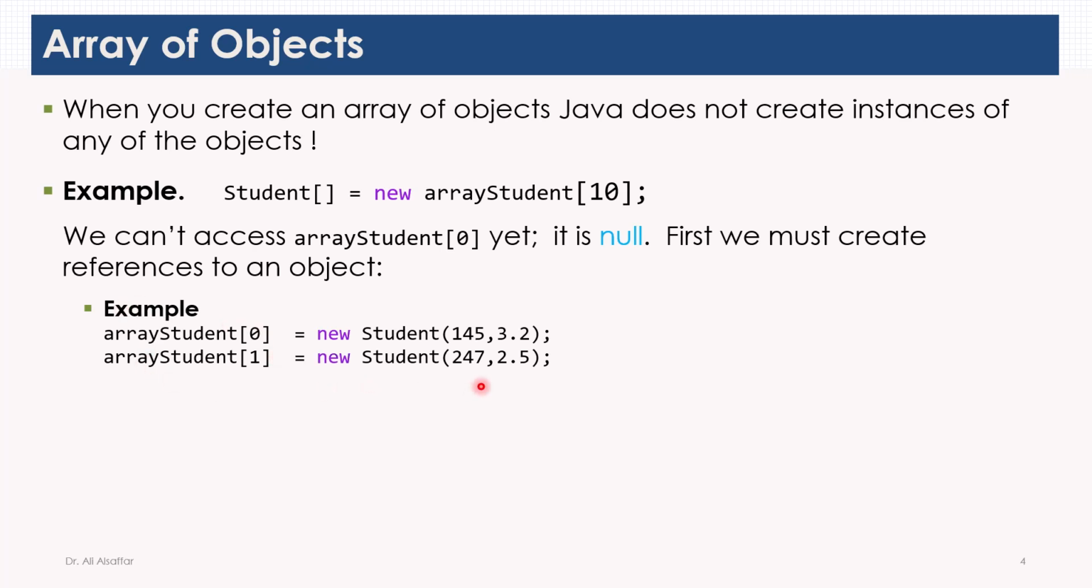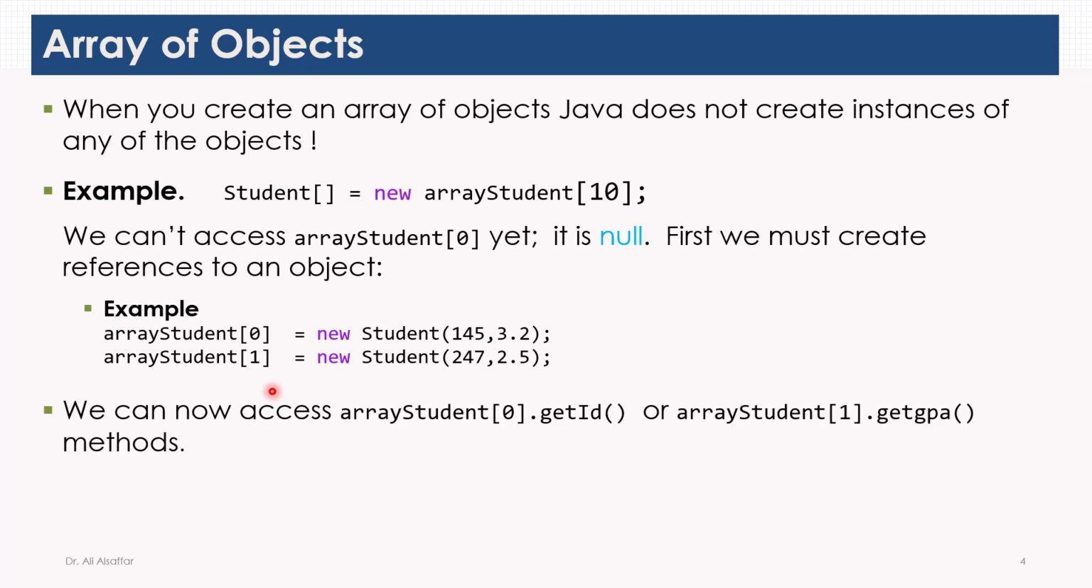In the second line, we are creating another object of class student. This time the ID is 247 and GPA 2.5, and the reference created for this object is saved at array student 1. Now after you create the objects of type class, then you can access the methods of these objects.